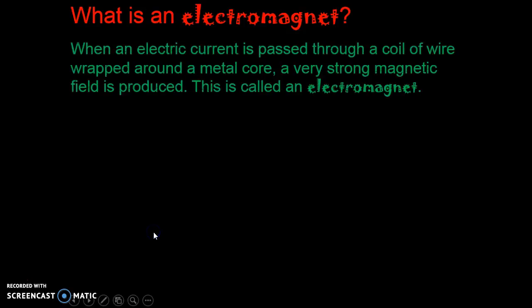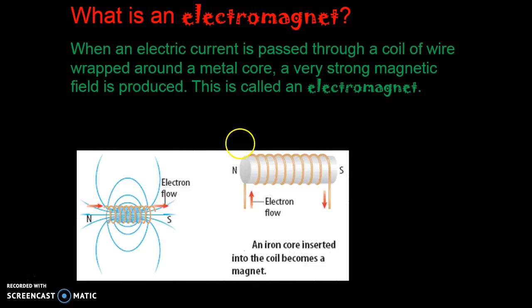So, what is an electromagnet? When an electric current is passed through a coil of wire wrapped around a metal core, and I'll show you a picture here in just a second, a very strong magnetic field is produced. This is called an electromagnet.